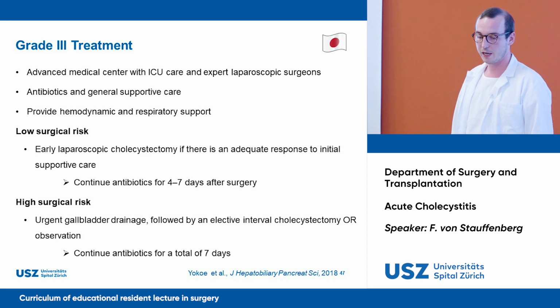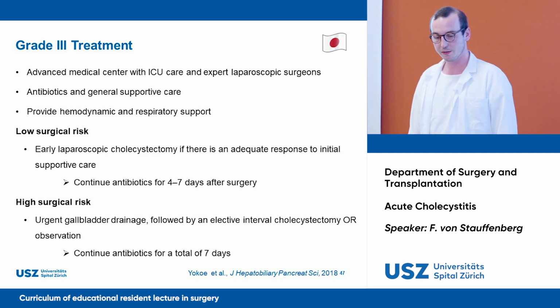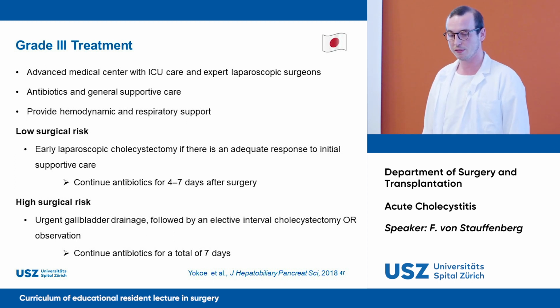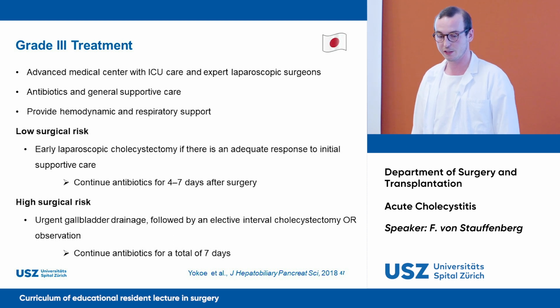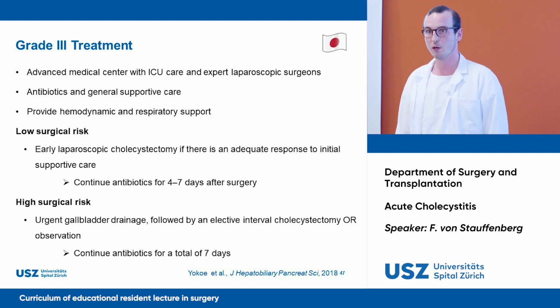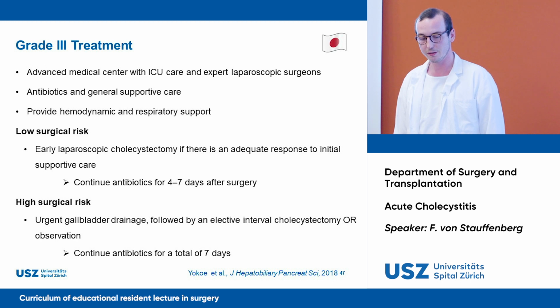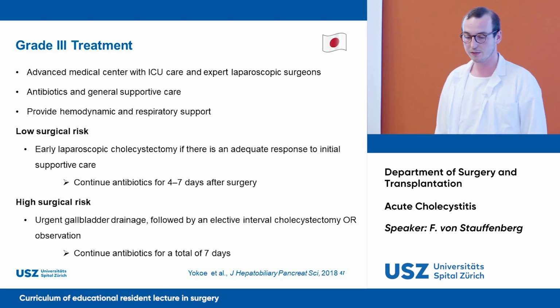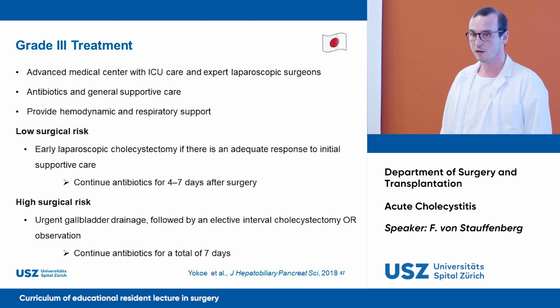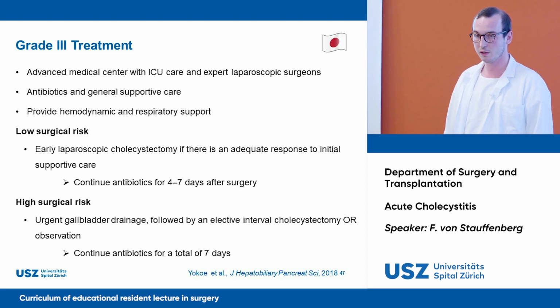Antibiotics and general supportive care, as well as hemodynamic and respiratory support, should be established preoperatively. In patients with low surgical risk, we should perform early laparoscopic cholecystectomy if they are responding to the initial therapy, and continue antibiotics for 4 to 7 days after surgery. In high surgical risk patients, we should do urgent gallbladder drainage, followed by an elective interval cholecystectomy or observation if the patients will still have too high risk for surgery. We should continue antibiotics for a total of 7 days.